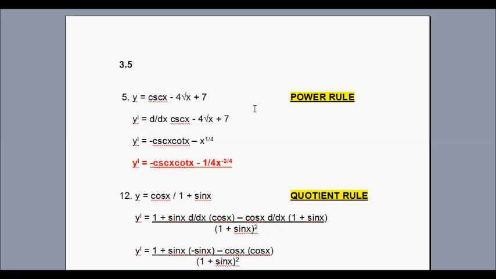I got 2 from every section. So we're going to start off with 3.5. I want you to look at number 5 and number 12. And we're going to start off with number 5.